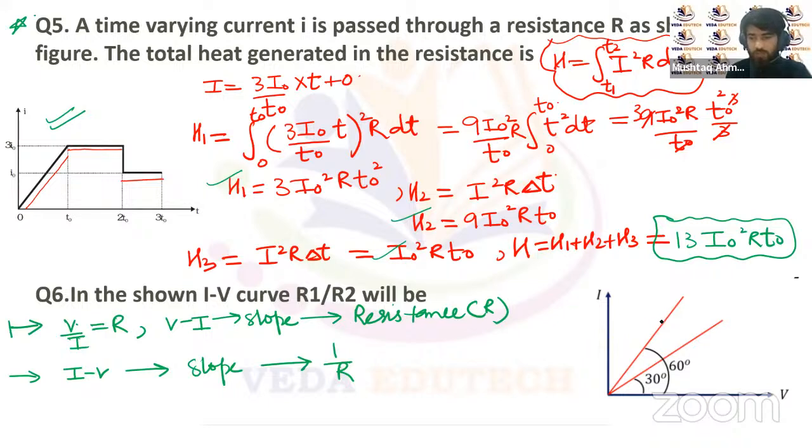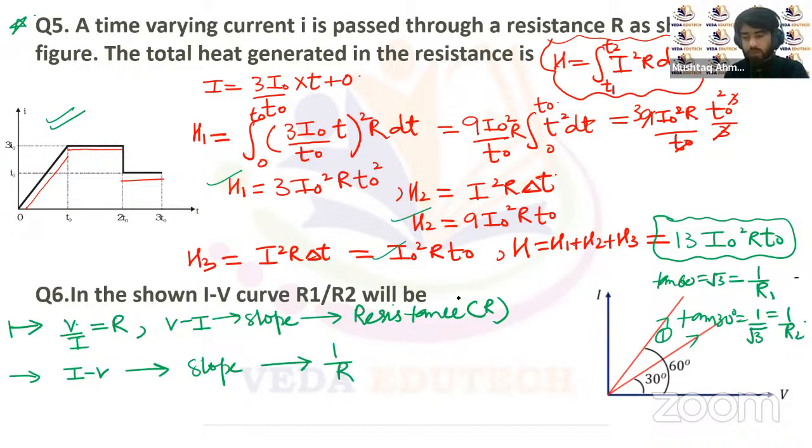So for the first graph and the second graph, for the first graph you can see here the angle is 60 degree, or the slope here is tan 60, and tan 60 is equal to root 3, and that will be equal to, let's suppose, 1 upon R1. And tan of 30 degree will be equal to 1 over root 3, that will be equal to 1 over R2. Now we have to calculate the ratio R1 to R2. It will be 1 upon R2 by 1 upon R1.